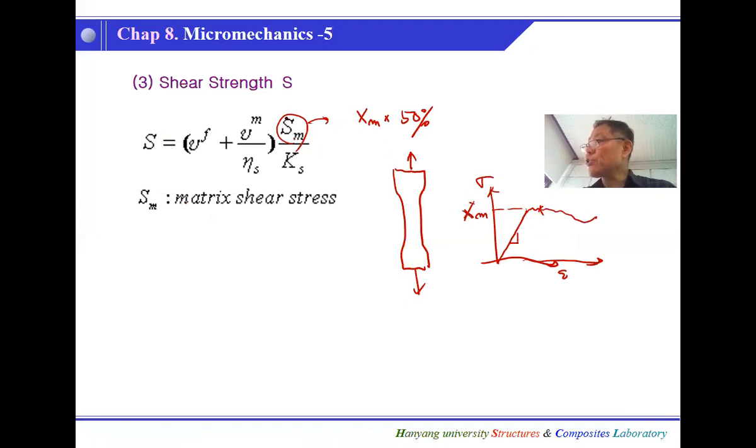Again, the shear strength is very difficult to measure, so you can approximate it like that using the von Mises failure criteria. This is one factor, and this is another factor you can specify. KS, you can input the value, but you can just assume it as one.